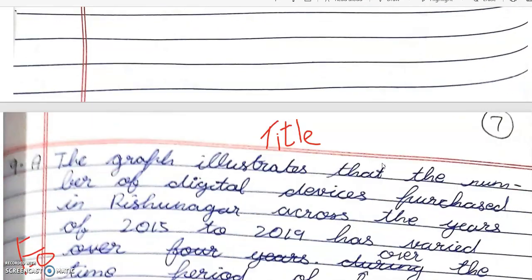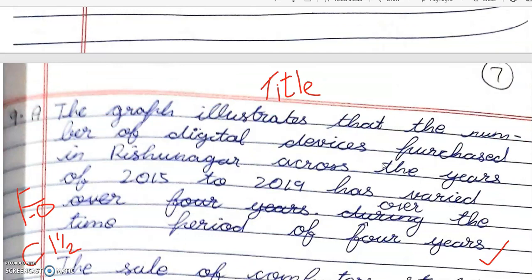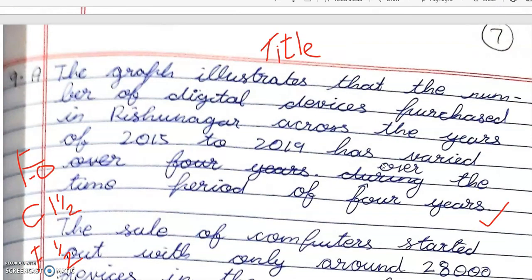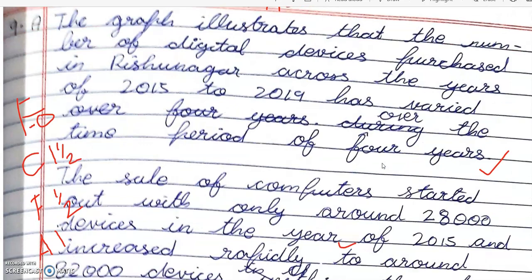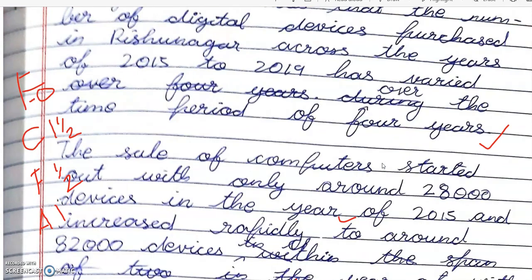The next question, that is again writing. You can see the title. The opening line, avoid copying from the question paper. Begin writing what you have selected to write. You can see the marks for format have been lost because the title is missing.